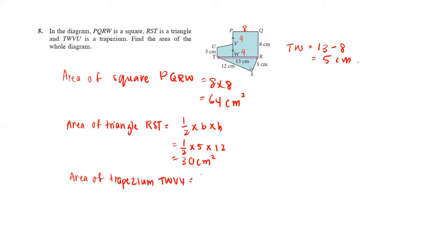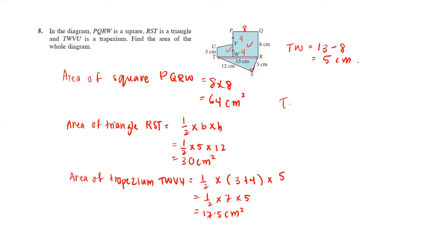TWVU, which is 1/2 times the sum of parallel lines, which will be 3 plus 4, and times the height, which will be 5. So that will be 1/2 times 7 times 5, and that will give us 17.5 cm square. So now we know the area of all the shapes.